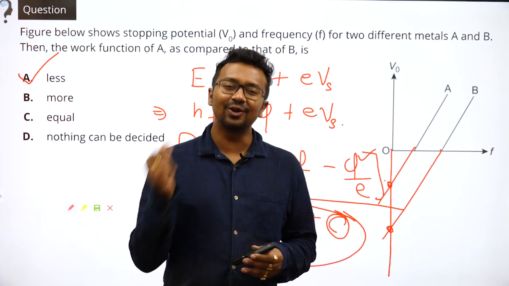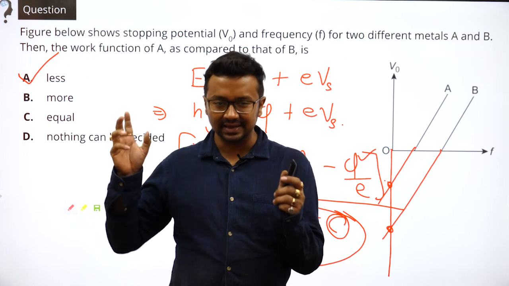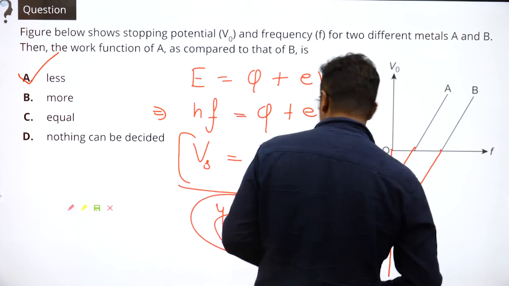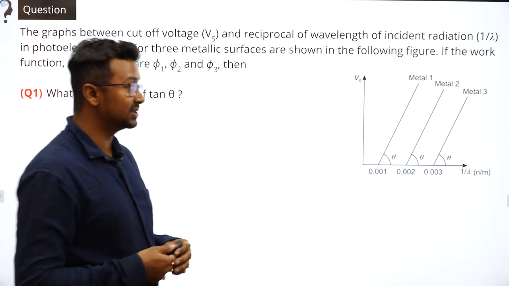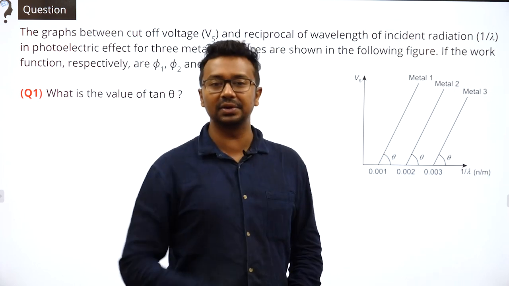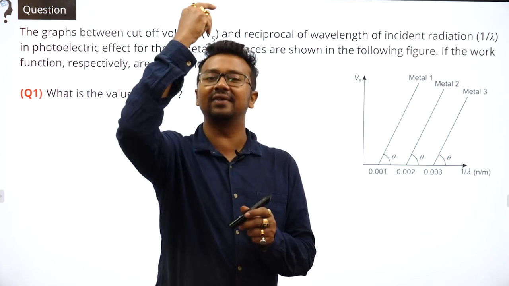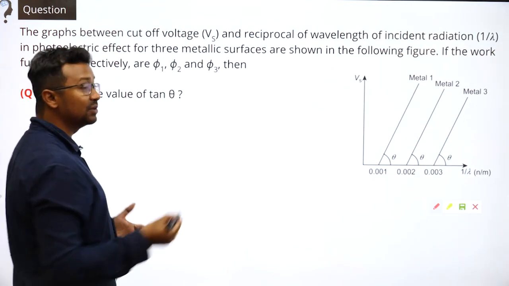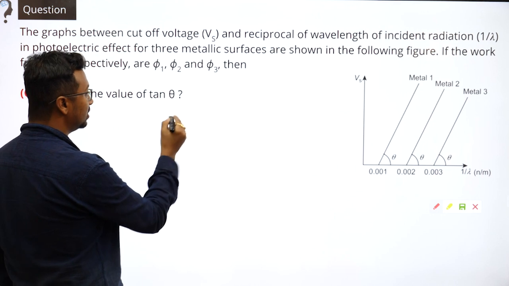All right students, let's go ahead to the next question. I hope everybody understood how to relate the graphs and the photoelectric equation. That is one exposure that you must have. Now, moving ahead, what do we have in the next question? This is a very interesting question. Now the graph is between stopping potential and 1 upon lambda. We will still use the photoelectric equation, nothing different to use, friends. Now we will try to write the equation in a different way.